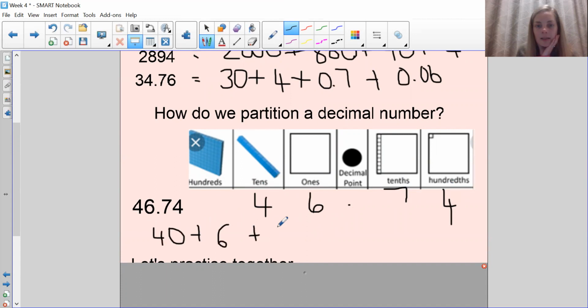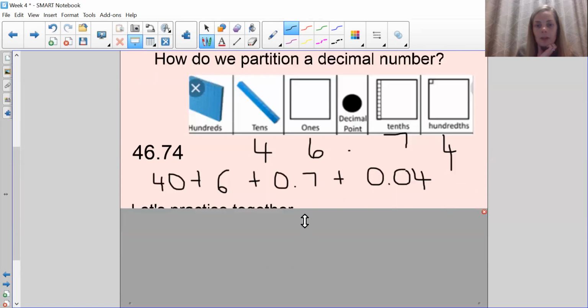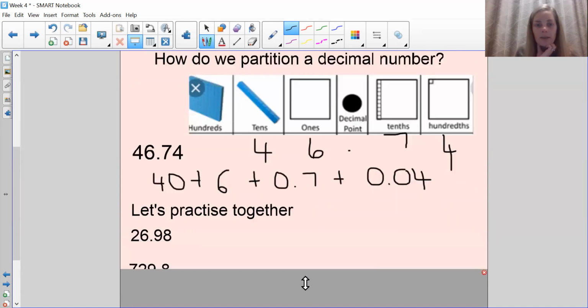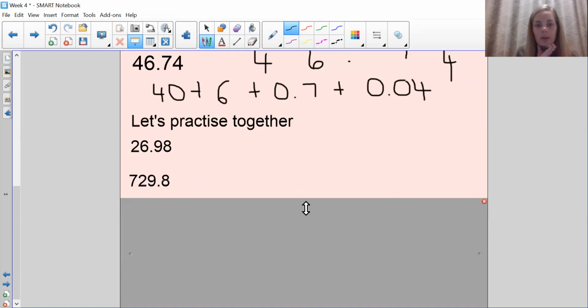Then the 7 10s, I'm going to put 0 points. Remember, I've got to represent that there's no whole numbers here when I'm just looking at the 7 10s. 7 10s, and then nothing here in the 1s. Remember, I've got no whole 1s. There's the 0 placeholder for the 10s, and then I've got 4 hundredths. If you need a bit of extra practice, have a go at doing those two very quickly for me.